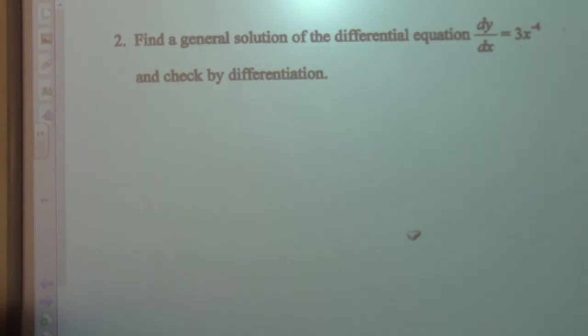So what it says is, find the general solution of the differential equation dy over dx equals 3x to the negative 4 power. And so what we're trying to do is find the opposite of the derivative of this.